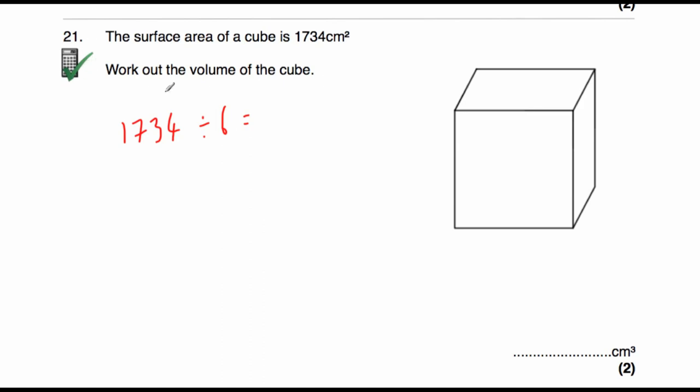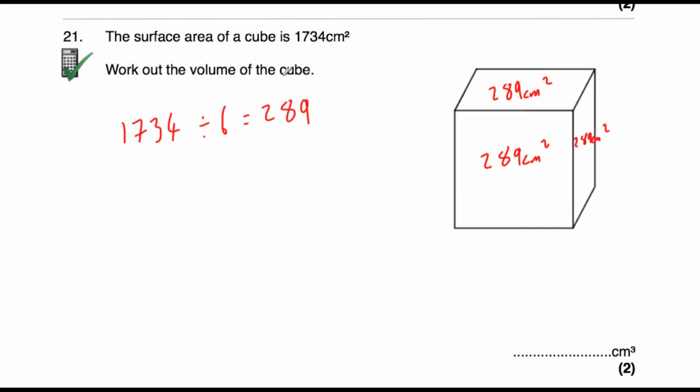And it's a calculator question, so it's quite nice. So 1,734 divided by 6 is 289. That means that the area of the front is 289 centimeters squared. The area of the top would be 289 centimeters squared. The area of the right hand side would be 289 centimeters squared. Same for the bottom, the left, the back, and so on.